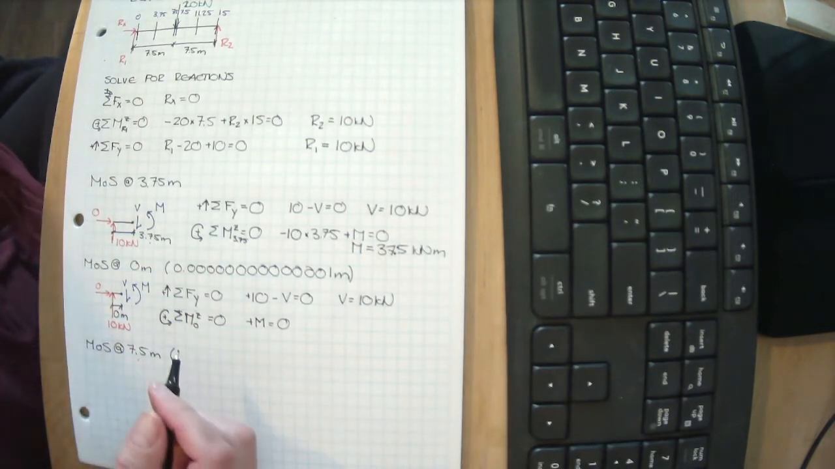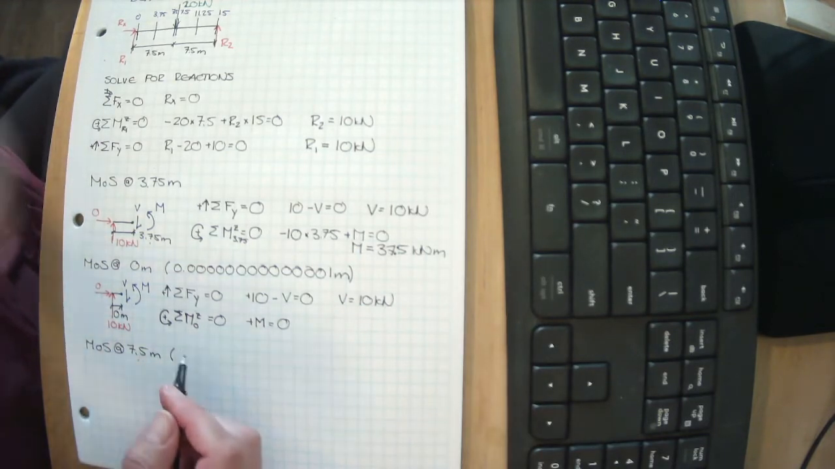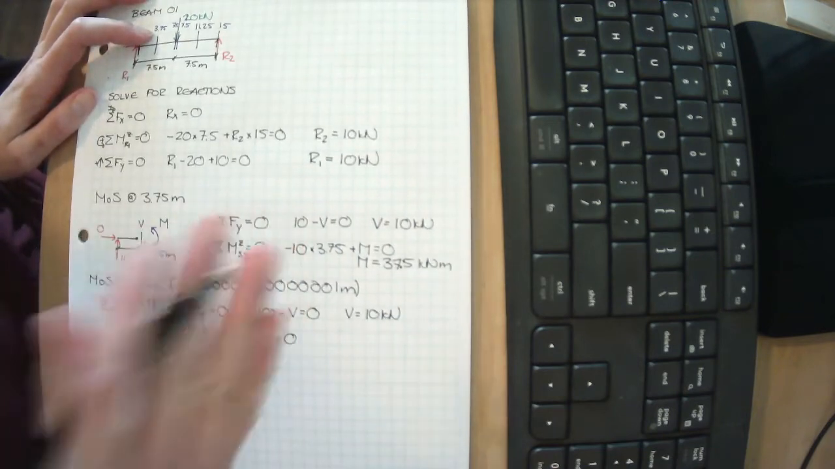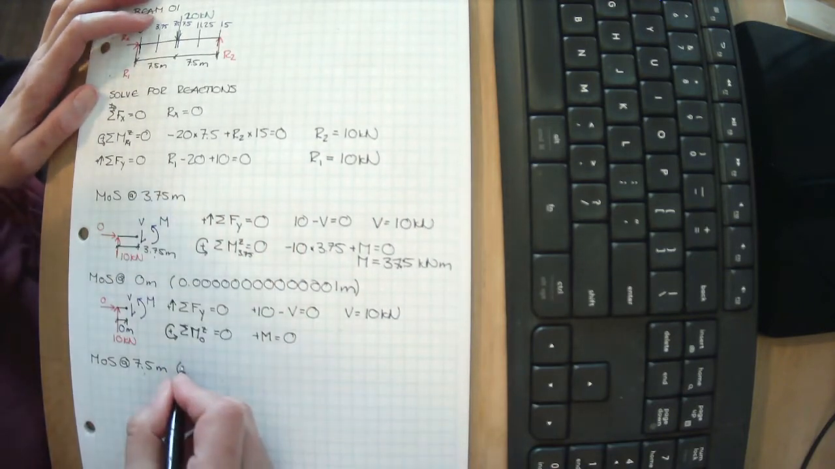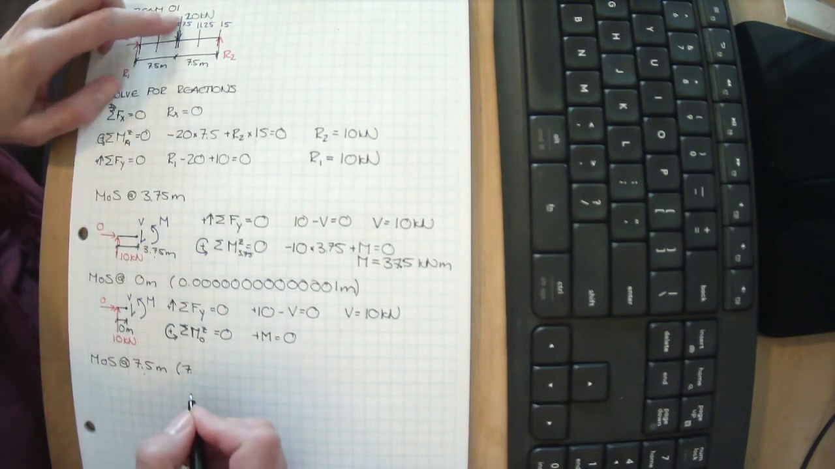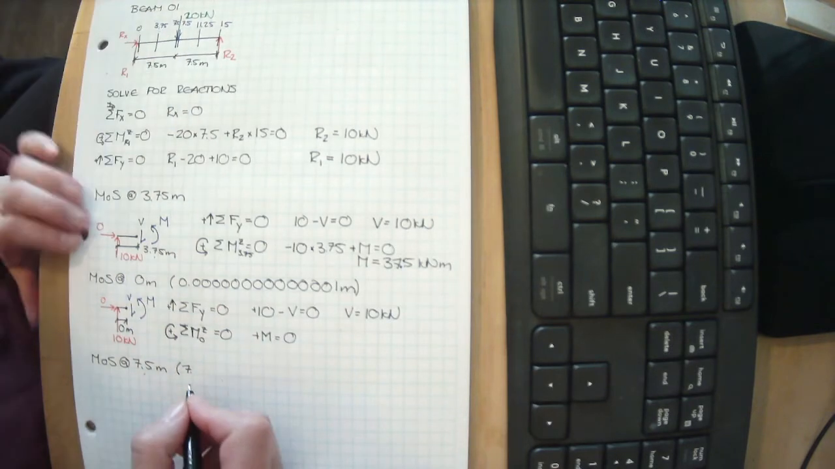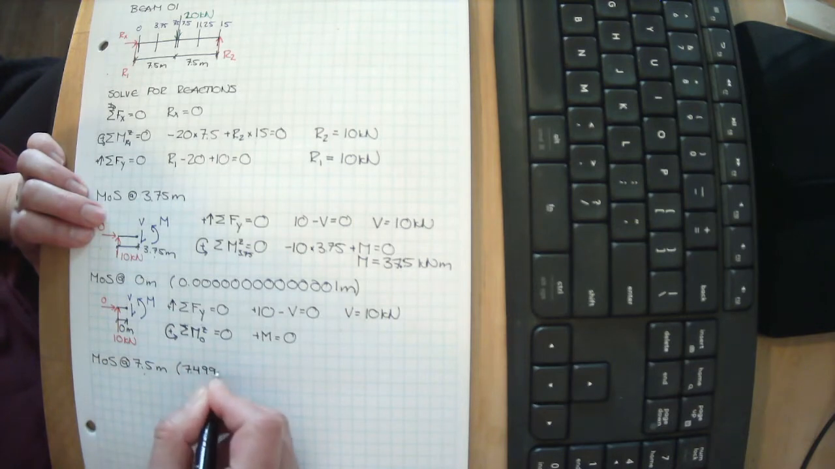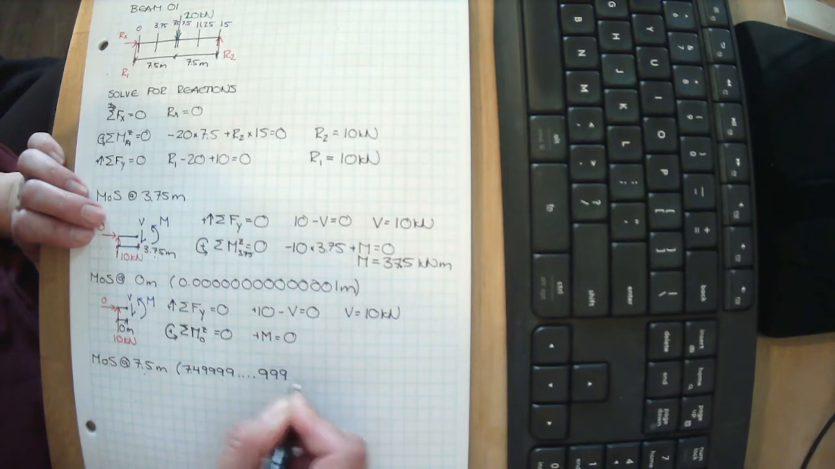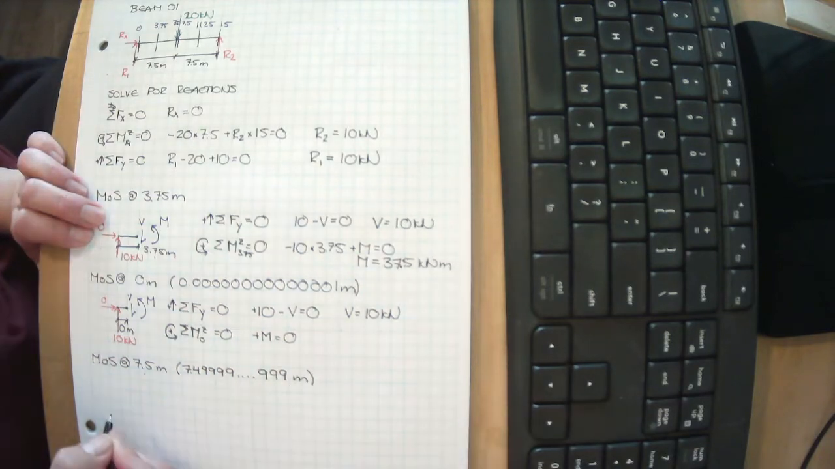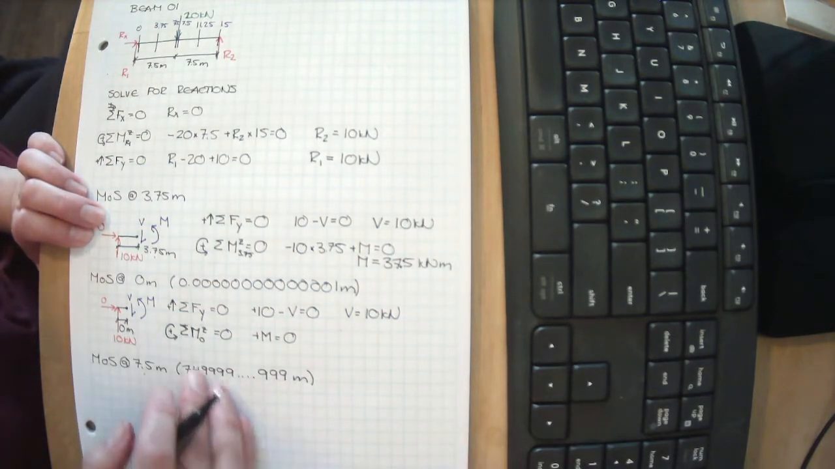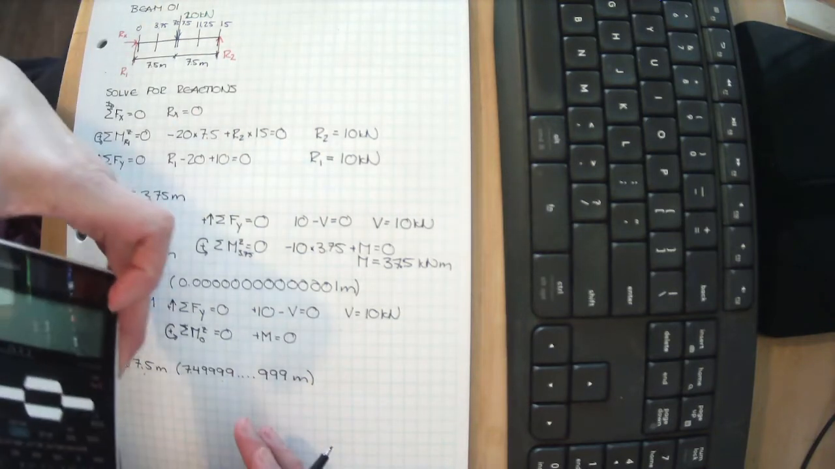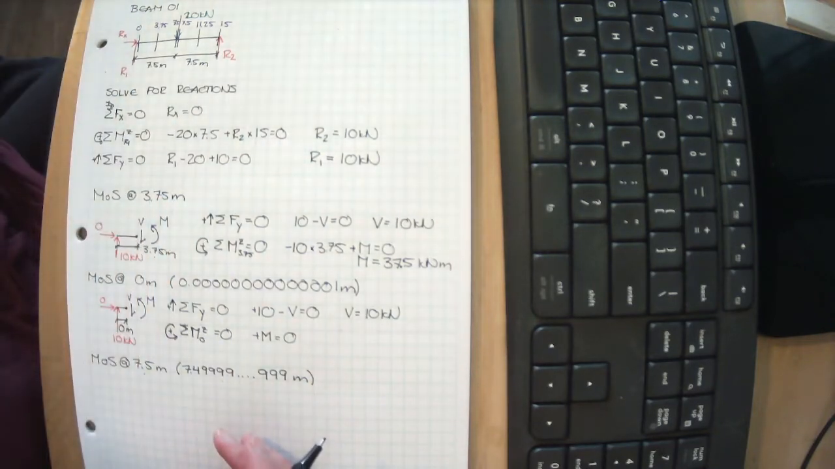And for those of you that really want to understand what I'm talking about, I'm saying just before the 20 kilonewtons is applied. So really, remember the 20 kilonewtons is applied right at 7.5 meters. So I'm saying at 7.49999 meters. Really, effectively, so many nines that if I was entering it into my calculator, I'd put in 7.5.